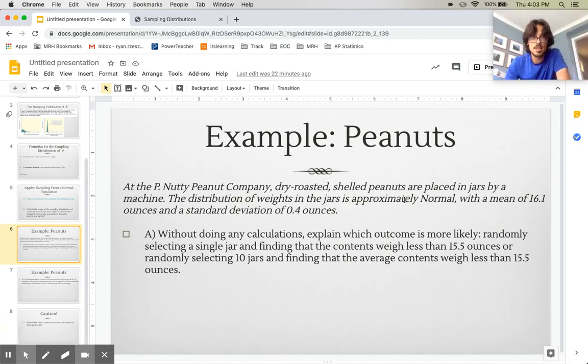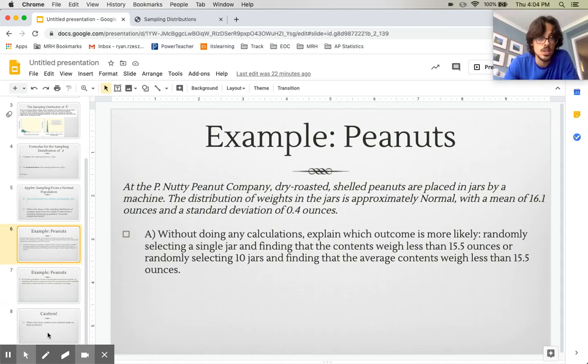So on this next slide, we have an example problem that we're going to walk through here. So let's look at what's going on. We're looking at peanuts placed in jars, and the distribution of weights of jars, so how much the jars actually weigh, is approximately normal. The mean is supposed to be 16.1, and the standard deviation is 0.4. So when you have different jars of peanuts, they have an advertised weight on them. But obviously not every jar is going to be down to the thousandth of an ounce the same. There's going to be a little bit of fluctuation there. But the actual distribution of jars is approximately normal. They tell us that in the problem. The mean and the standard deviation are given to us.